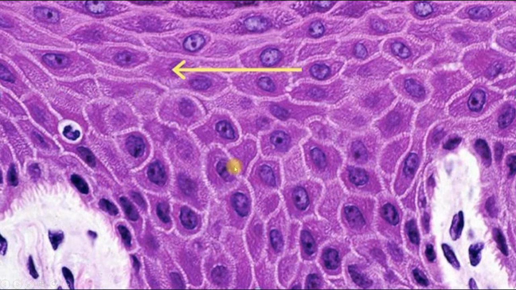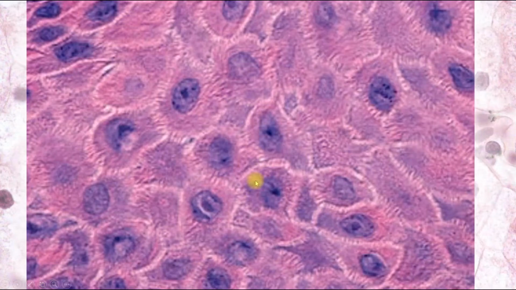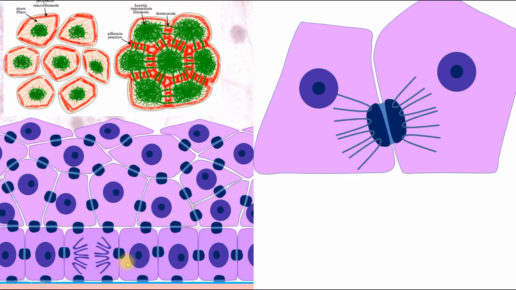And here is the appearance of stratum spinosum. We can see cells, they are polygonal, they have multiform appearance, and connections between the cells. There are places where desmosomes are present. Here we can see cells of stratum spinosum, and here also. Those layers, stratum basale and stratum spinosum, are called the germinal layer of epidermis or Malpighian layer of epidermis. It provides growth of epidermis and regeneration.